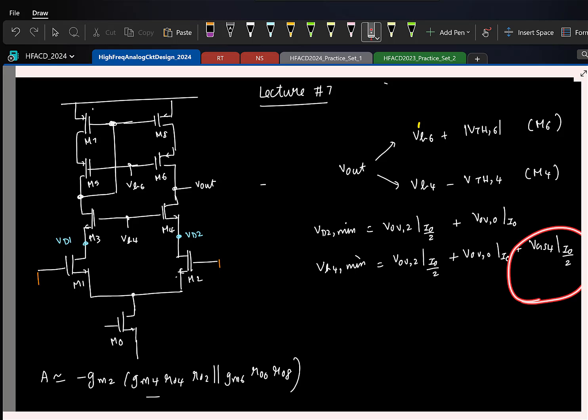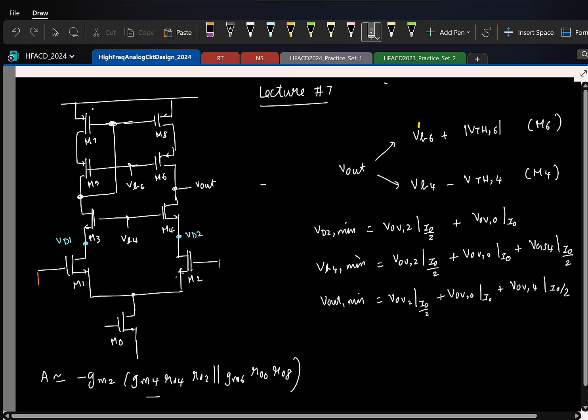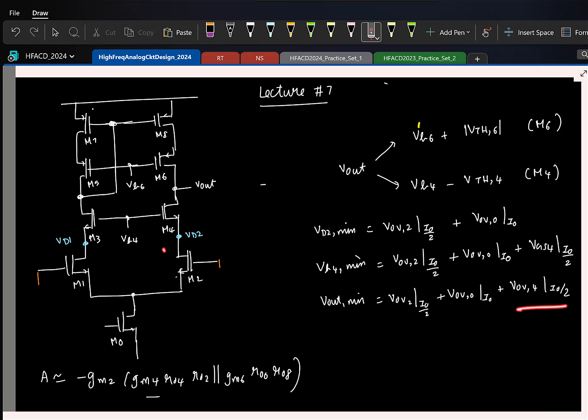It's going to be the overdrive of M4. Let me write it also. So the output minimum is going to be the overdrive of M2 at I0 by 2, plus the overdrive of M0 at a current I0, plus the overdrive of M4 at a current I0 by 2. Is that clear? Here again you see the minimum output you can have is the drain to source voltage, which is the overdrive of M4, plus the drain to source voltage of M2, which is the overdrive of M2, plus one more drain to source.